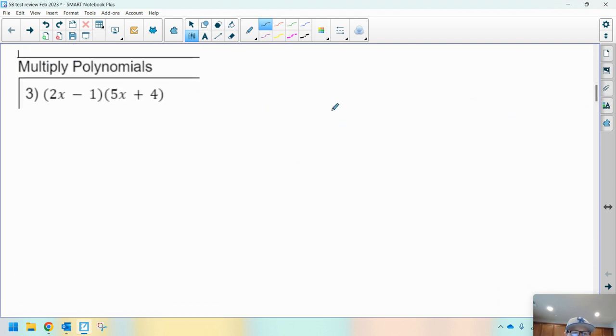All right, multiplying polynomials, okay? These are binomials, really, because they have two. The root word bi, like bicycle has two wheels, means two. So these have two terms. This is term 1. This is term 2. Same thing in the other parentheses.